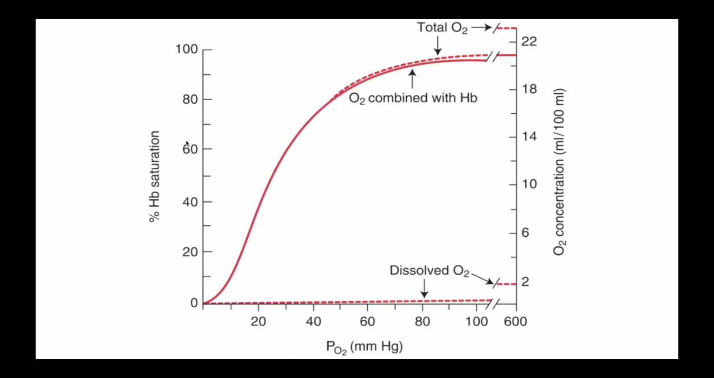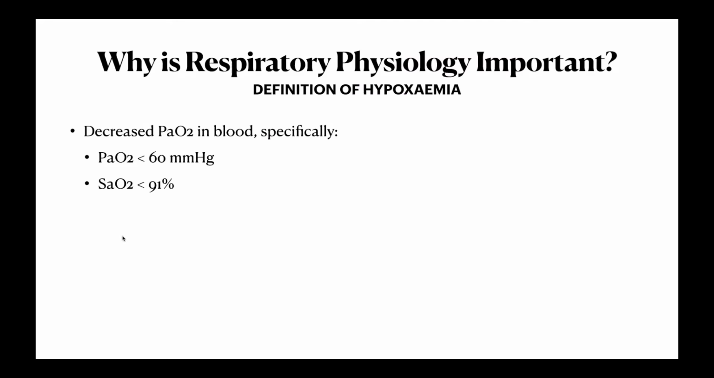So sometimes you will see in certain diagrams, instead of seeing saturations on the y-axis, you'll actually see content or concentration on here, okay? And that's how we're going to describe those relationships. Now we need to define what hypoxemia is. In terms of its simplicity, it is just decreased partial pressure of oxygen in blood, specifically a partial pressure of oxygen less than 60 millimeters of mercury or saturations less than 91%.